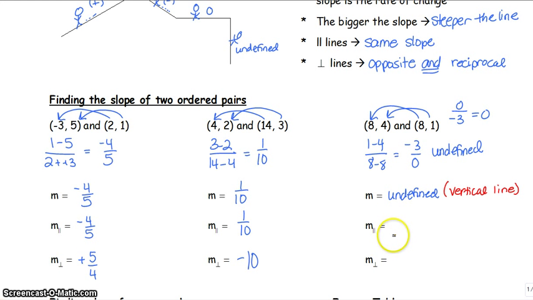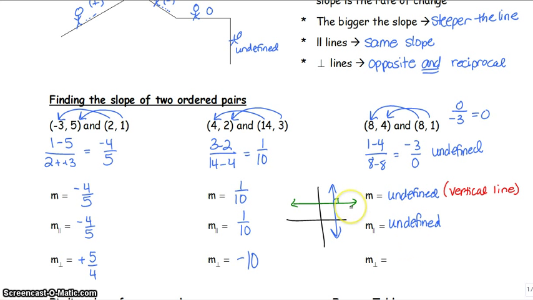So if it's parallel, if I have one vertical line that's undefined, the only way to have a parallel line is to have the exact same. So I'm going to have yet another vertical line right next to it. Now perpendicular. Let's think about a graph. If I have a vertical line and I want to create a 90-degree angle so that's perpendicular, the only way to get that is if I do horizontal. That will give me that perpendicular angle.